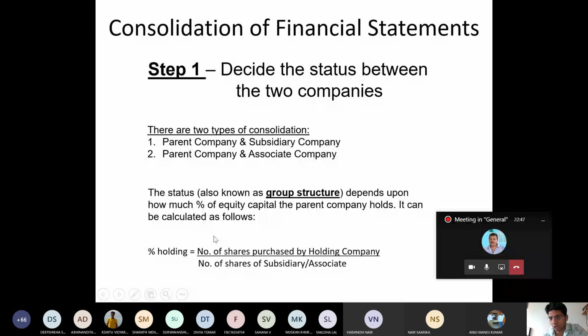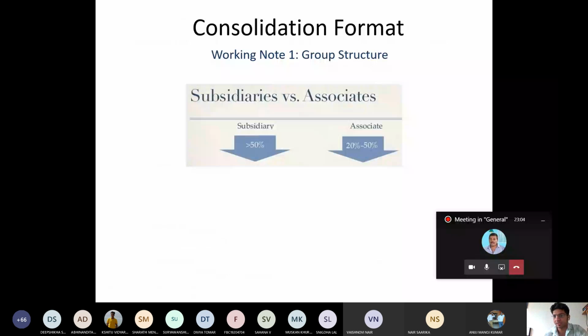Once you find out the percentage holding, if it is more than 50%, it will be a subsidiary company, and if it is 20 to 50%, it will be an associate company. Now sometimes it is 20%, sometimes it is 30%. I'll explain that later. But the general concept is 20 to 50% holding becomes an associate, and more than 50% holding becomes a subsidiary. Now once you have found this, obviously we'll look for IFRS 10, the concept of control while deciding, that we saw yesterday.